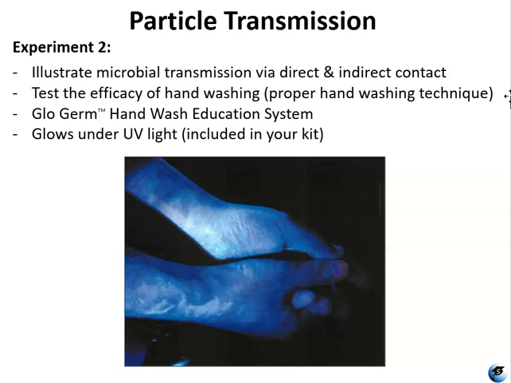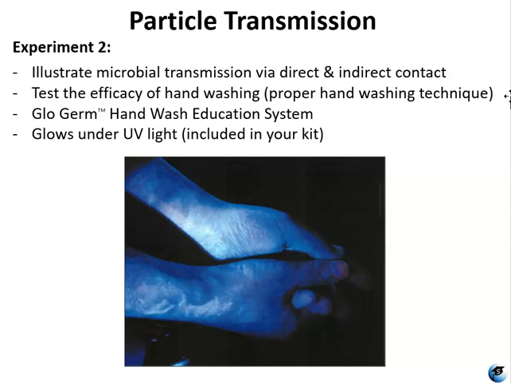Make sure when you're using this glow germ powder that you are using a very small amount because, oh, and by the way, it's in your kit. The glow germ powder and the UV light are both going to be in your kit. But you want to use a very small amount. Don't go crazy with the glow germ because a little bit goes a long way and it can get a little bit messy. You'll see when you start using it. You'll see what I'm talking about.